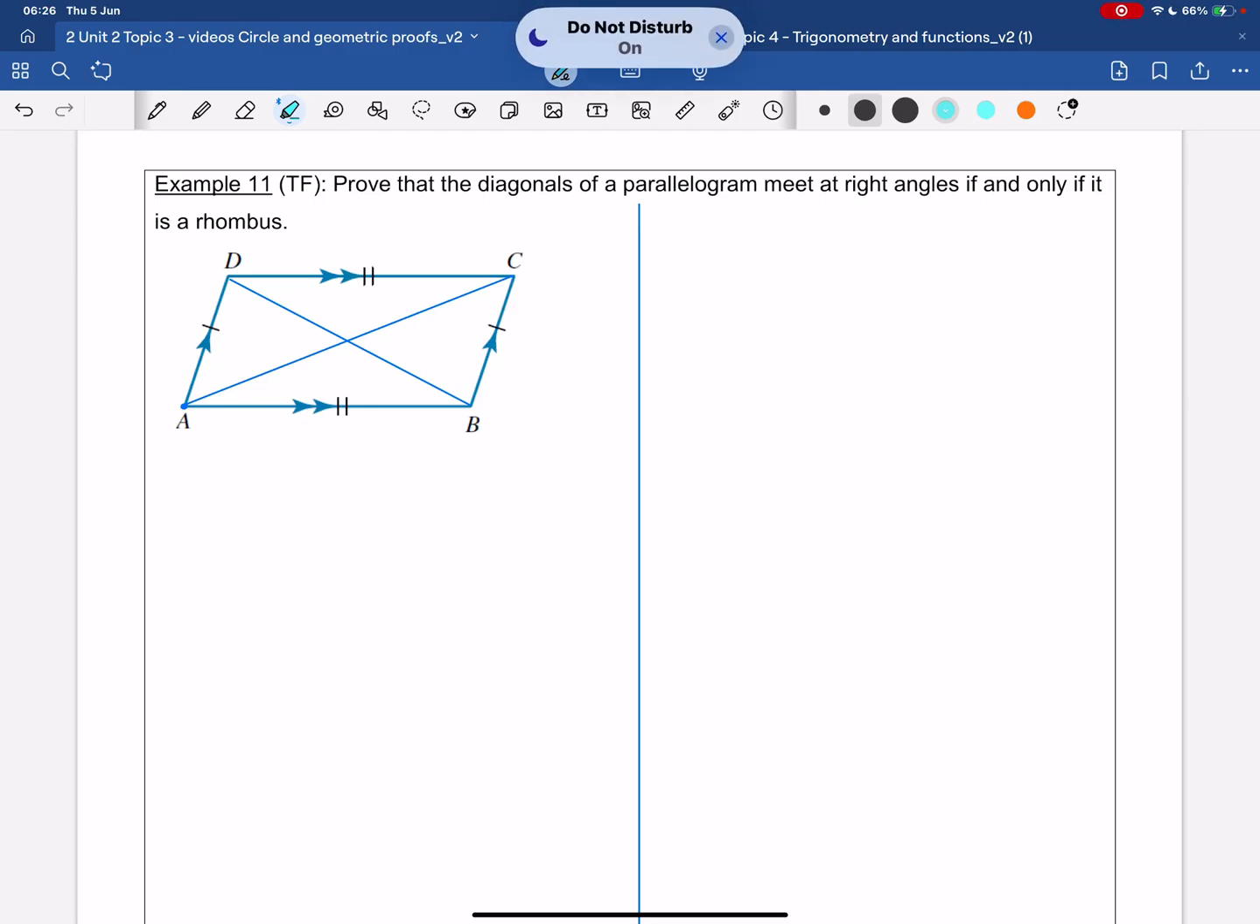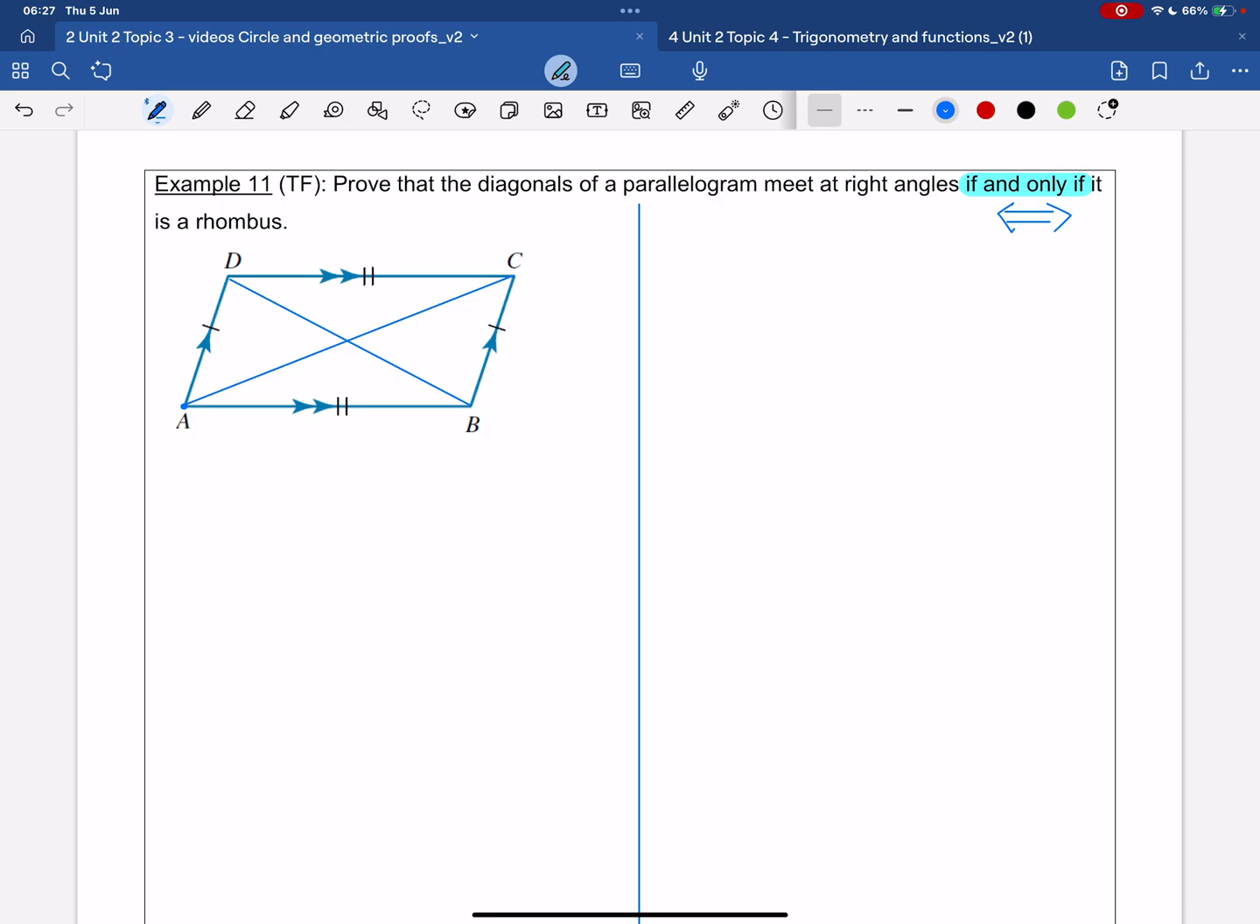Alright, today we're going to prove that the diagonals of a parallelogram meet at right angles if and only if it's a rhombus. Now, I want you to remember that when we see the words "if and only if," we've got a two-way street, and so we're going to need to prove both cases. Okay, so we're going to have to prove forwards and backwards.